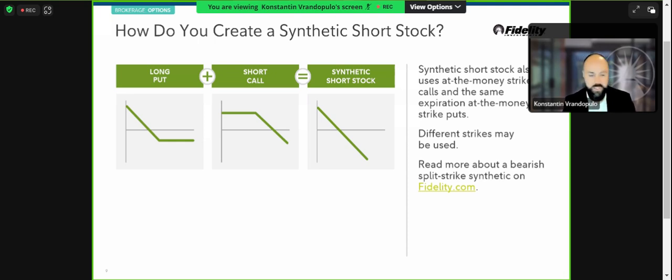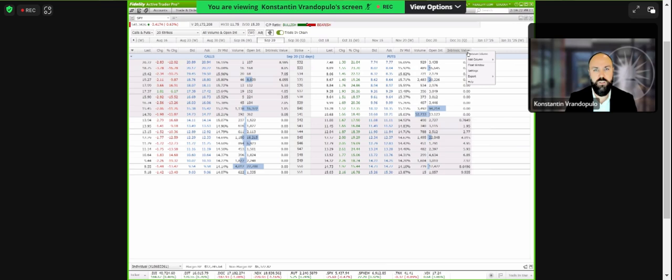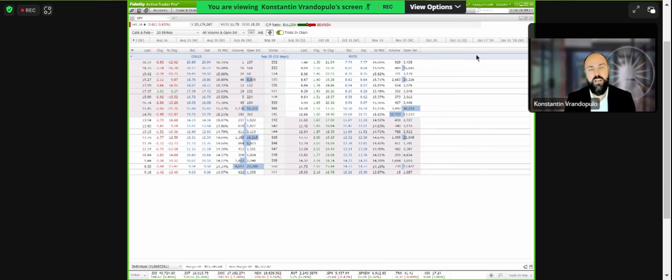Now, the reason why I'm going to leave the more complicated stuff to Matt is because we're at about the halfway point here, and I just wanted to showcase the option chain to everybody and elaborate on why these two, the short stock and long stock, are very important to understand.